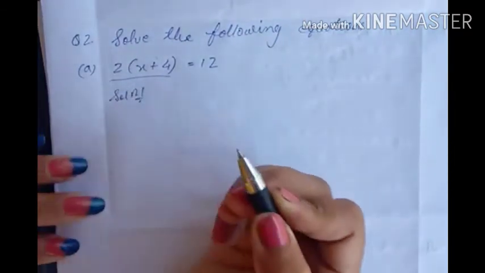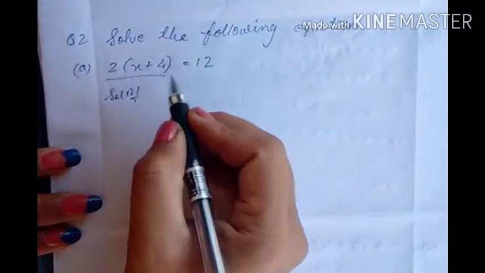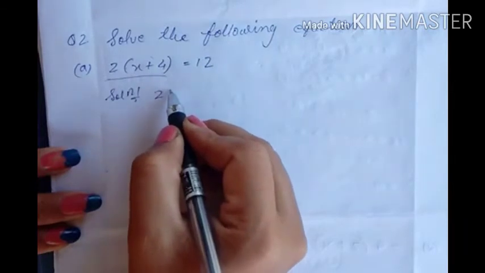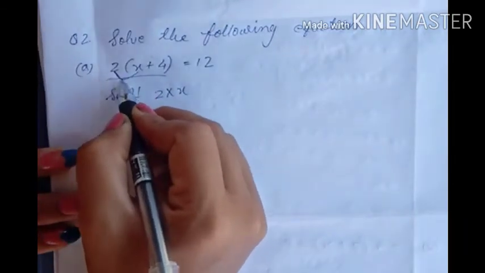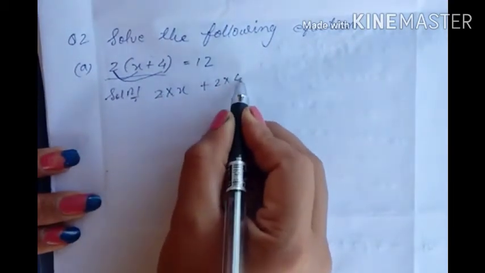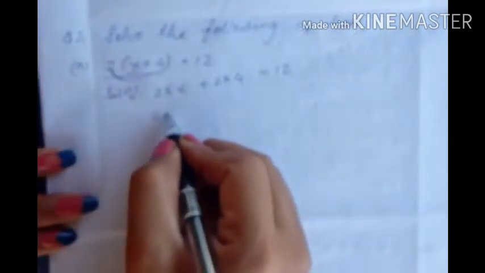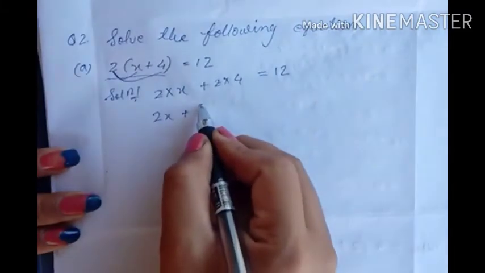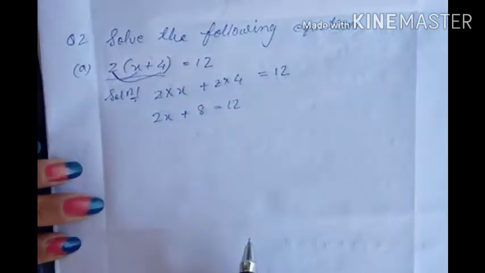Now what do we have to do? First we have to solve the bracket. Okay, how will you solve? 2 into x. That means this 2 is multiplied with x also, and this 2 is multiplied with 4 also. 2 into x plus 2 into 4 is equal to 12. So 2 into x, 2x, plus 2 into 4 is how much? 8, equal to 12. Now this equation is just like the previous equation, isn't it?